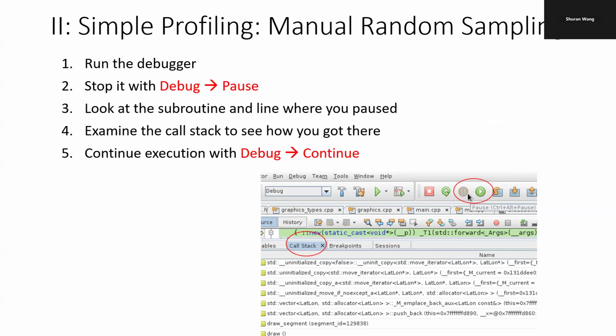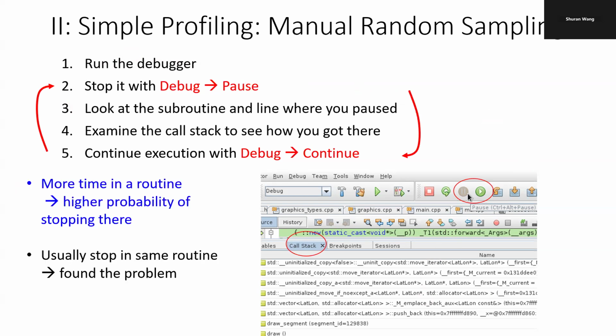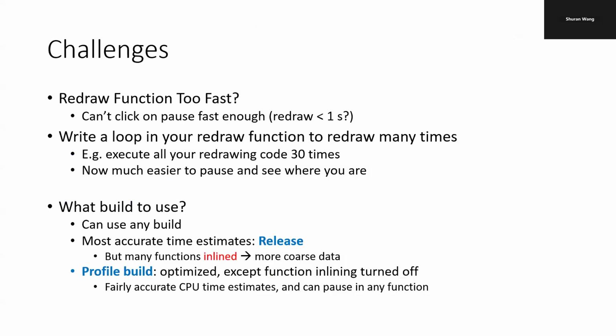We are debugging, pausing, looking at where you are, examining the call stack, and continue, pause, repeat until you see there is a routine that has a higher probability of stopping there. The more times you stop in the same routine, the more time is spent in that routine. The challenge is if you are sampling too slow, it's hard to actually stop fast enough.